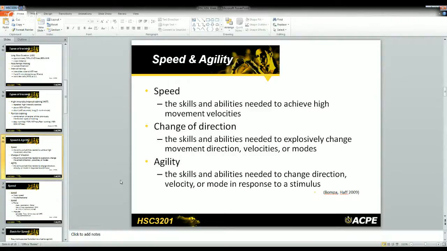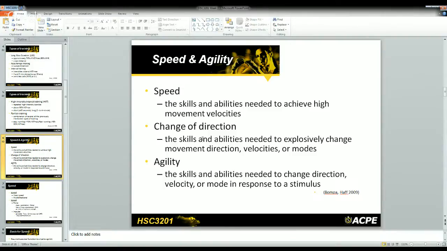Needed to change direction, velocity, and mode in response to a stimulus. So here we have change of direction, need to explosively change movement direction, and agility. Another way to look at that is both change of direction and agility can be referred to as agility, the ability. But one is reactive and the other is planned agility. So change of direction becomes more under planned. So your athlete looks at the direction and knows which way they're going, and they already make that plan for it. They go, I'll take him out and then I'll cut inside the fullback. I'll draw him out and then cut inside.